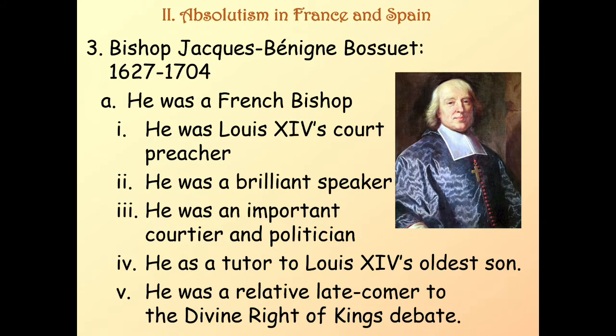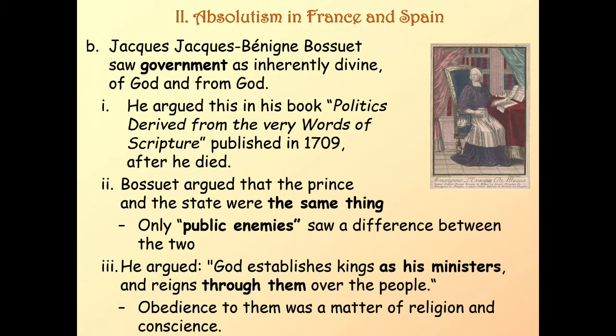Then you have Bishop Jacques-Bénigne Bossuet, 1627 to 1704. He was a French bishop, and he was Louis XIV's court preacher. He was a brilliant speaker, an important courtier and politician, and a tutor to Louis XIV's oldest son. He was a relative latecomer to the divine right of kings debate. But Bossuet saw government as inherently divine, of God, and from God. He argued this in his book, Politics Derived from the Very Words of Scripture, published in 1709 after he died.